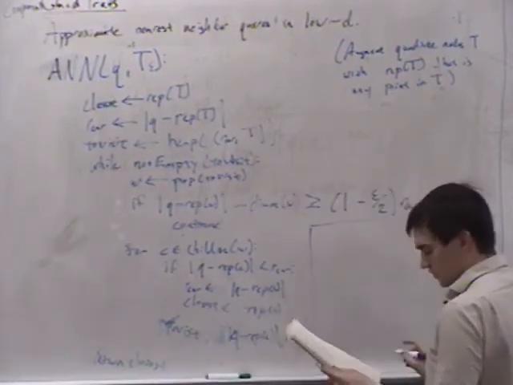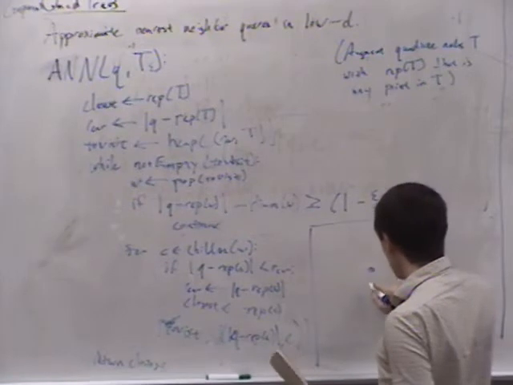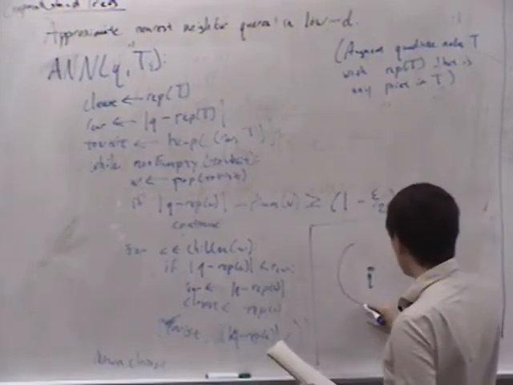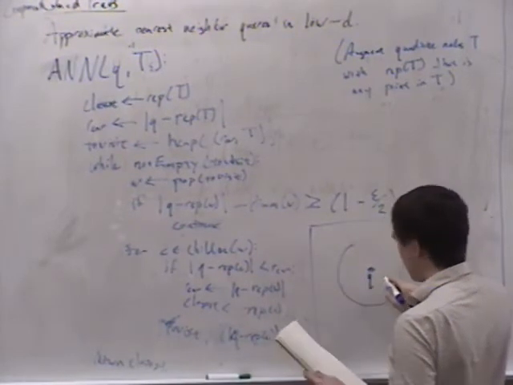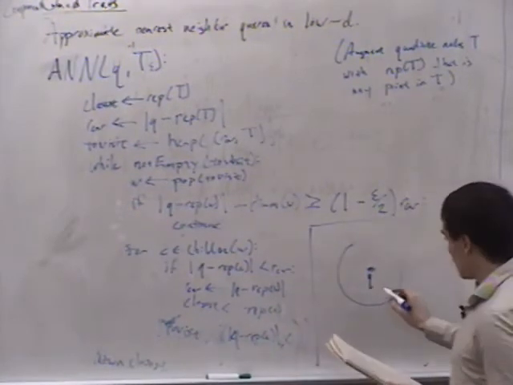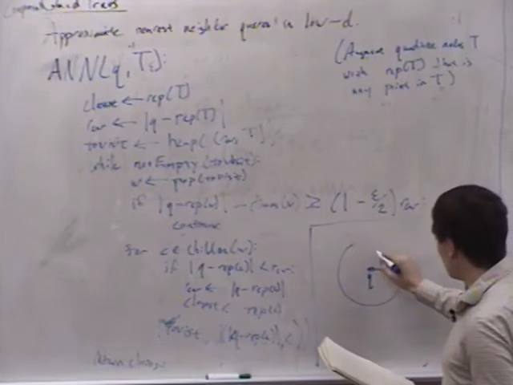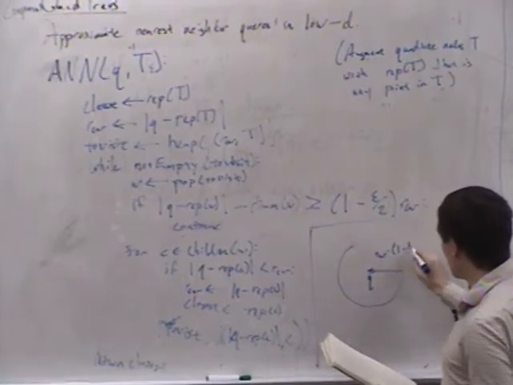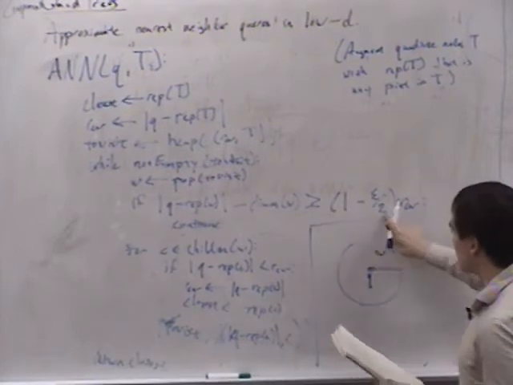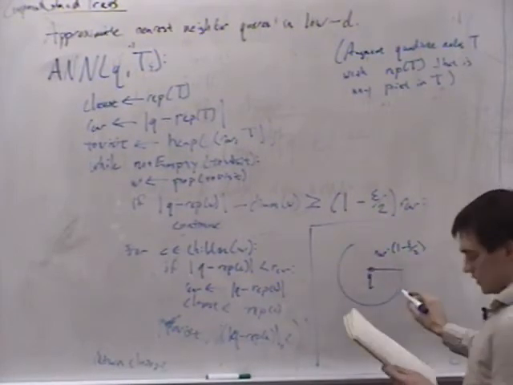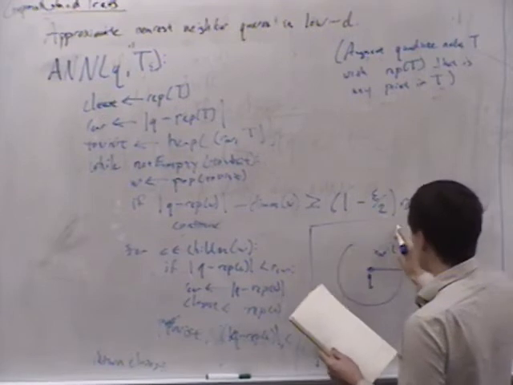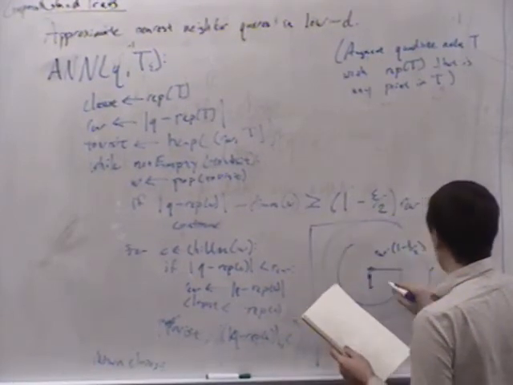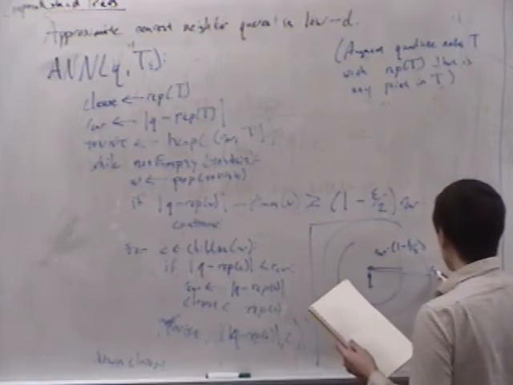Here's the idea. Imagine this is q, and I'll draw a circle around q with radius r cur times 1 minus epsilon over 2. That is this quantity right here, so this is the inner radius. And then the total radius of this thing would just be r cur. So this length here would just be r cur wide.